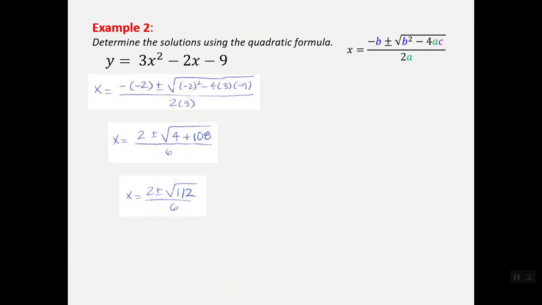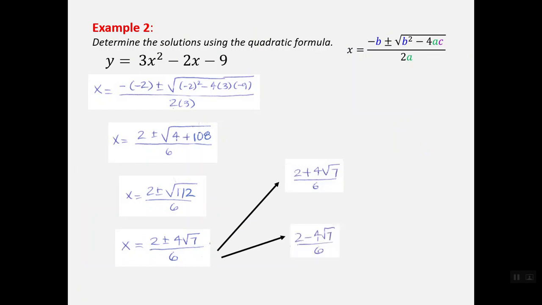And I'm going to go ahead and simplify the square root of 112 into 4 square root of 7 at this point. So I get it all the way simplified, and now I'm going to split it up into two pieces. So the first step is a plus version. The second step is a minus version. Again, it doesn't matter whether you write the plus one or the minus one first or second, you're still just going to get two answers. It doesn't matter the order.